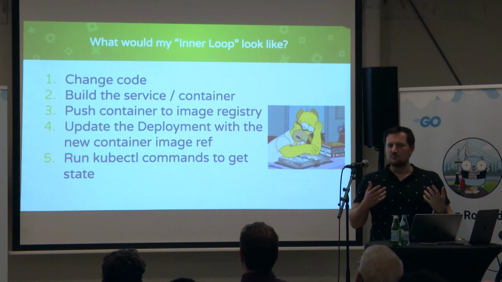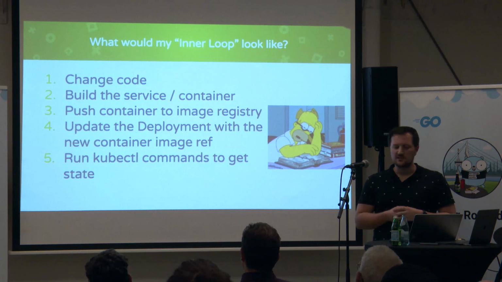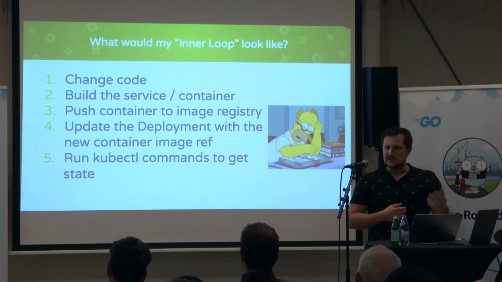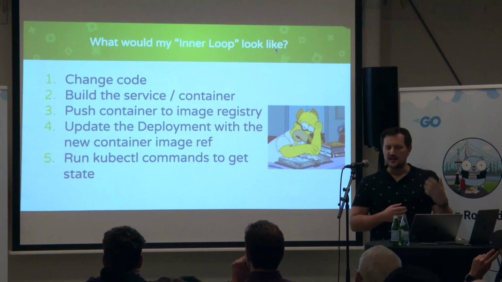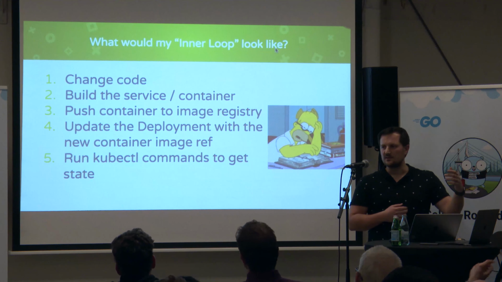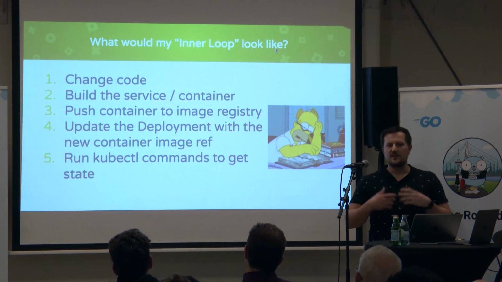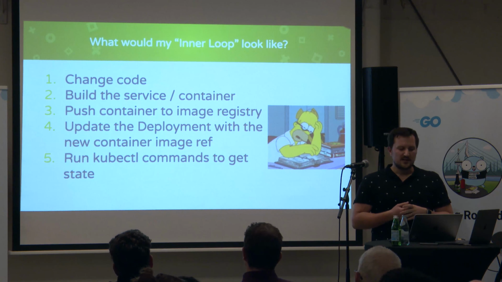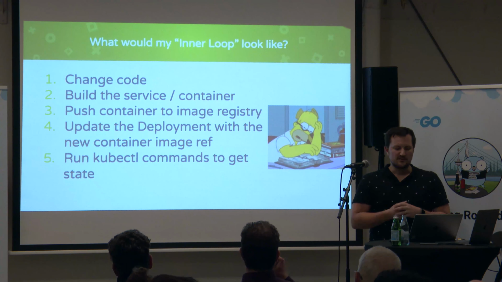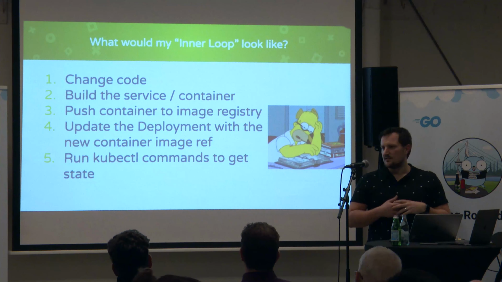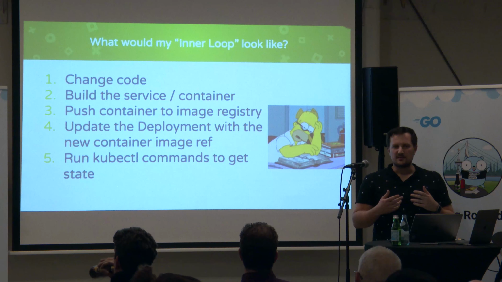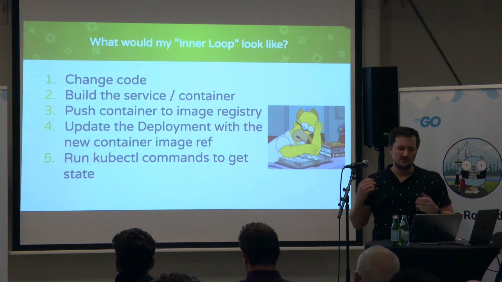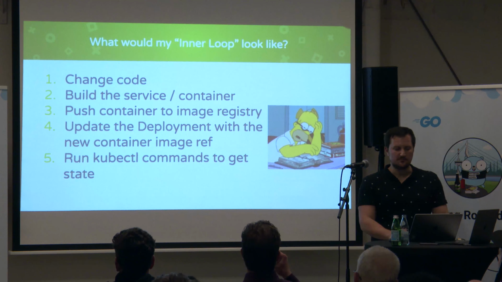But what would this inner loop, what would the development flow look like if we were doing this? We'd pretty much have to change some code locally. Then we'd have to build the container locally. We'd have to push the container to the image registry that the Kubernetes cluster can pull from. Then we have to update our Kubernetes deployment to pull that new image that we've just pushed. And then we're going to have to run some kubectl commands to get logs and figure out if it's running or something like that. So our inner loop cycle is going to blow out quite substantially if we go with this sort of workflow.